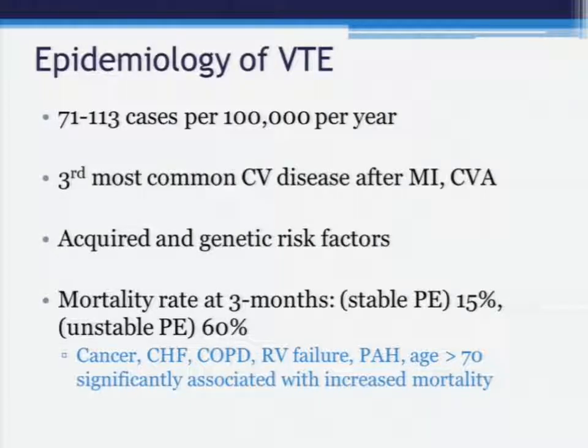It is interesting to note that the majority of patients who present with stable PEs have a mortality rate of 15%, which is not really that high. But patients who present with unstable PEs at 3 months follow-up were statistically found to have a 60% risk of mortality, which is quite high. And all of the other factors that played a role in that, patients who had underlying malignancy, congestive heart failure, RV failure, pulmonary hypertension, or who were elderly, all had an increased risk of mortality.